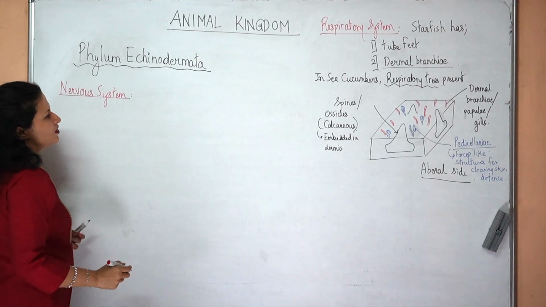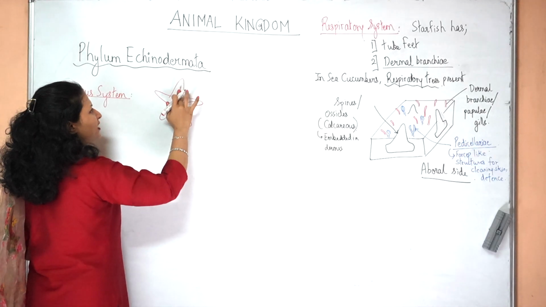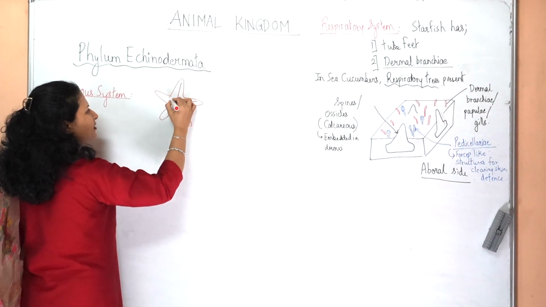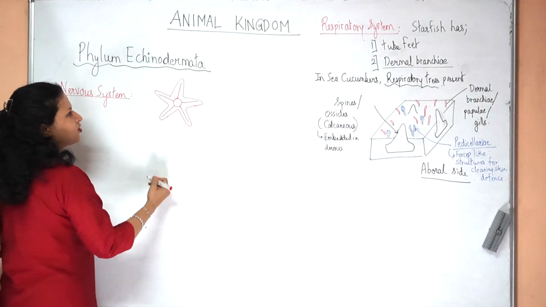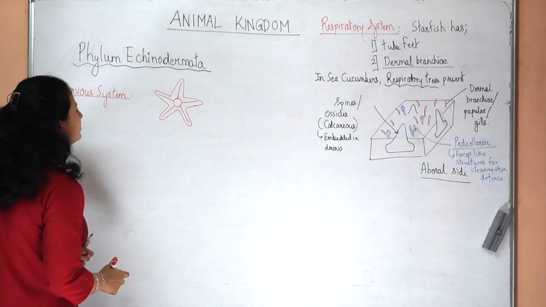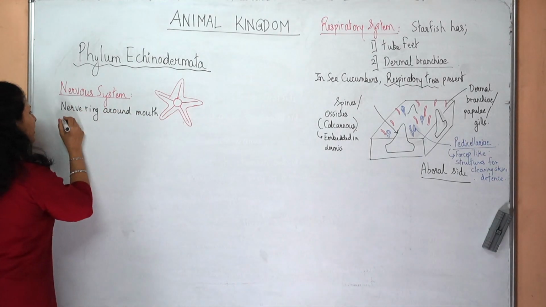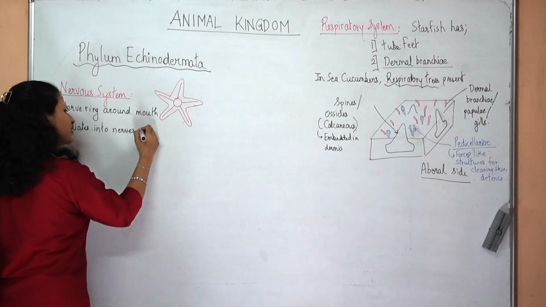Nervous system. Their nervous system is going to comprise of a nerve ring which radiates into 5 nerves entering into each of these arms. Okay, and this nerve ring is on the lower side, that is the oral side, near the mouth region. Nerve ring around mouth radiates into the nerves in each arm.